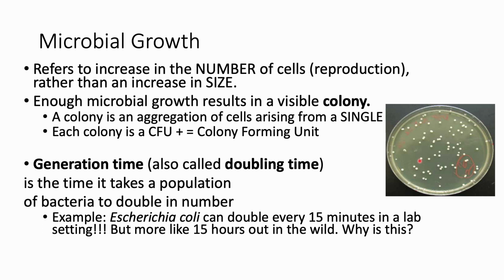And then we have something called generation time. This is also called doubling time. This is the amount of time it takes a population of bacteria to double in number. So the amount of time it takes one cell to become 2 cells, or the amount of time it takes 2 cells to become 4 cells. And this differs in terms of the nutrients available and the environment that bacteria are in. So E. coli can double every 15 minutes in a lab setting. That's so fast. It's more like 15 hours in the wild because it doesn't have access to all of the nutrients right there and the optimal temperatures all the time.